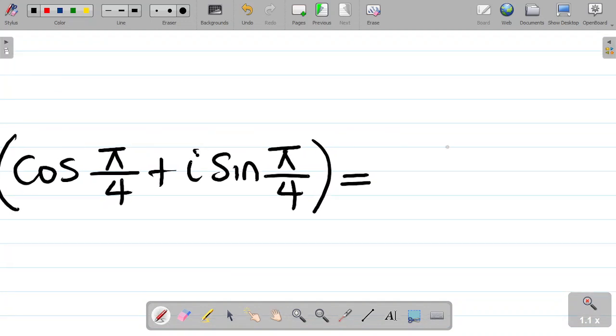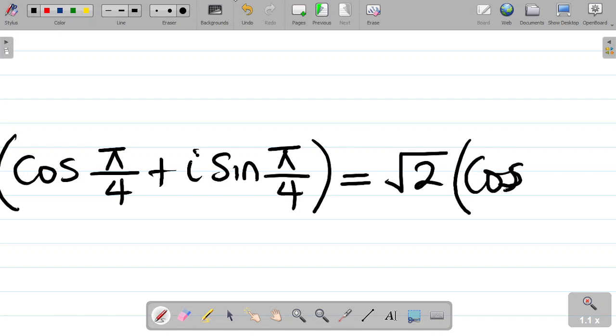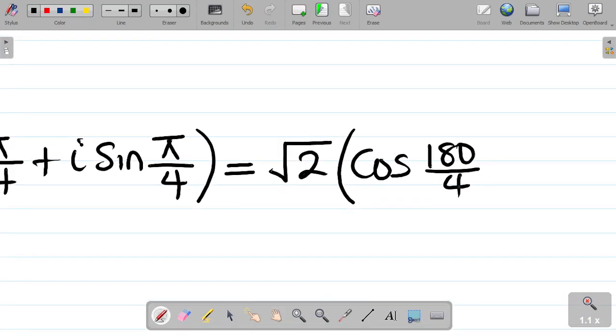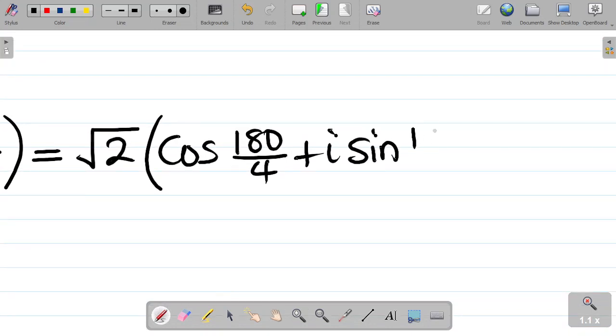All right, proceeding. I'm having this as root 2 into cos. We set pi here. Check. I said pi is equal to 180. So I'm having cos pi, I said earlier is what there? 180 all over 4. Then plus I sine pi over 4. Pi is what there? 180 all over 4.